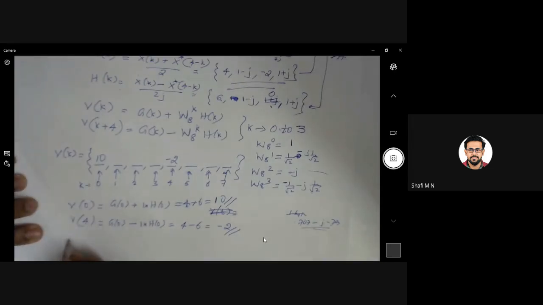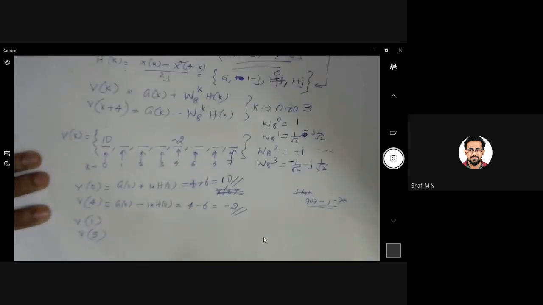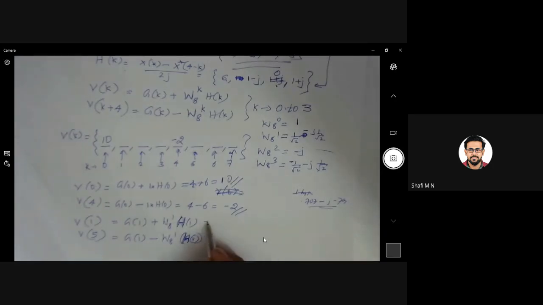So let's find the next two sequence. Help me to write V of 1 and V of 5, isn't it? So V of 1 is what? G of 1 plus, here you need W8^1, right? W8^1 into H of 1. Here you will get G of 1 minus W8^1 into H of 1. Sorry, H of 1. So do this calculations. Let me try MATLAB, MATLAB will give the direct answer.